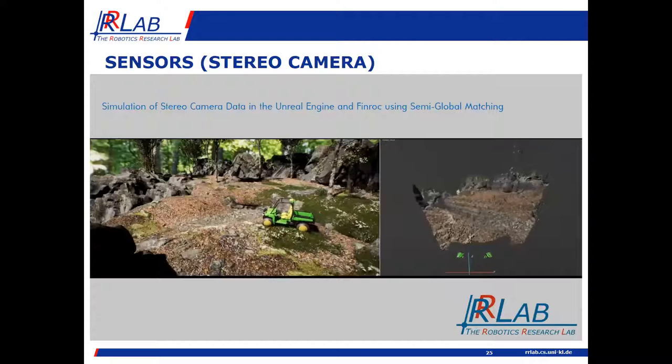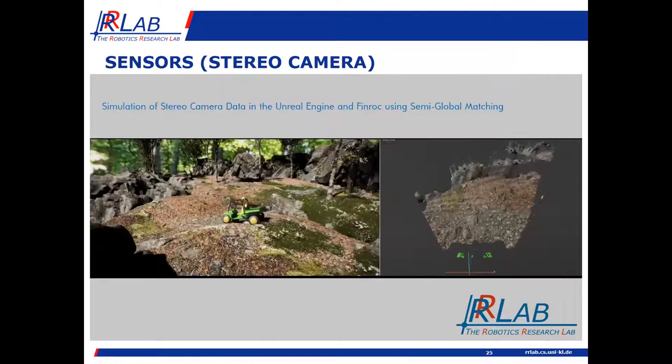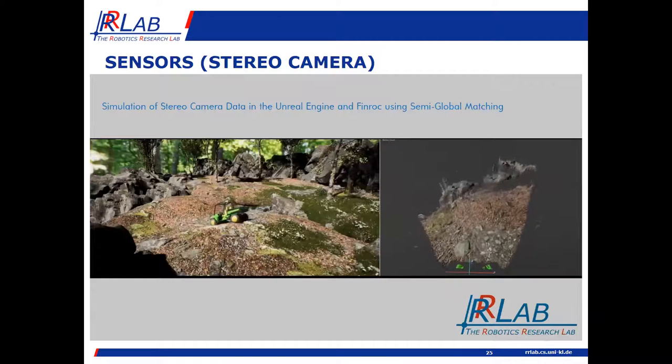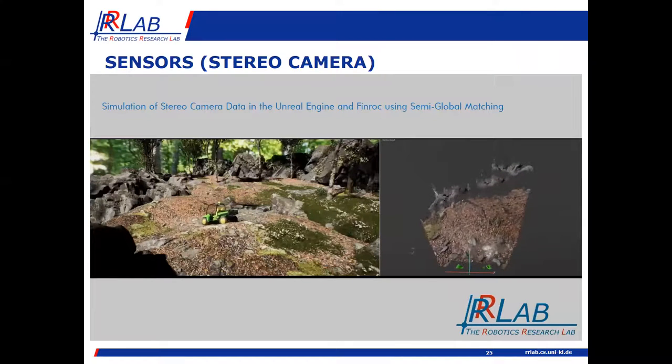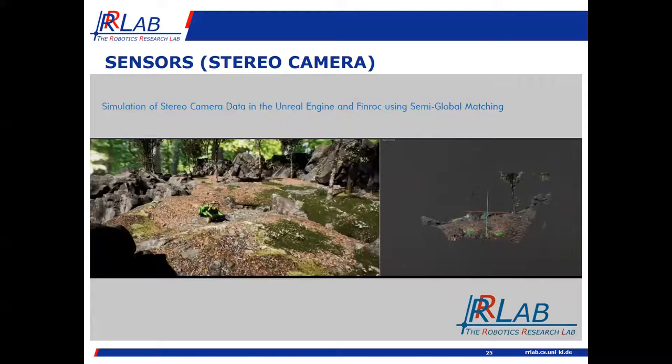Okay, so coming to the sensors. Now I'm showing the stereo camera, which is in Unreal Engine. This is the vehicle which has a stereo camera, and you can see how the sensor reading looks, how realistic these readings are. It may be important at this stage that we don't just take video and then run our algorithms on the video that we produce, right?